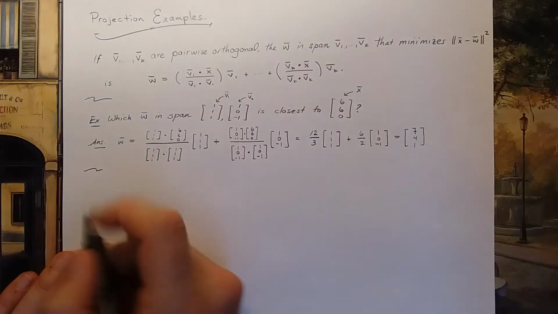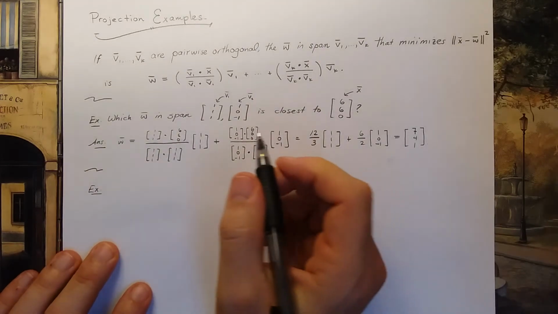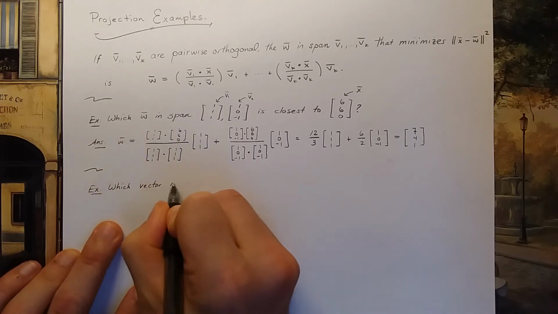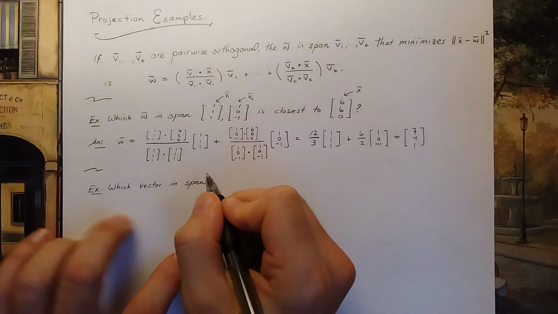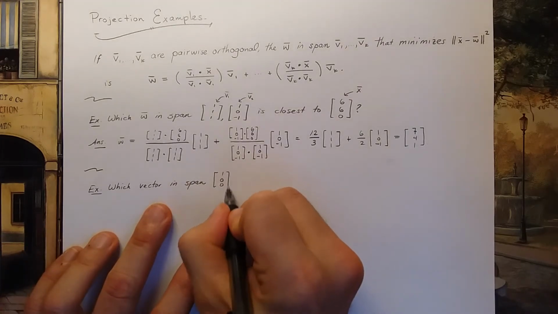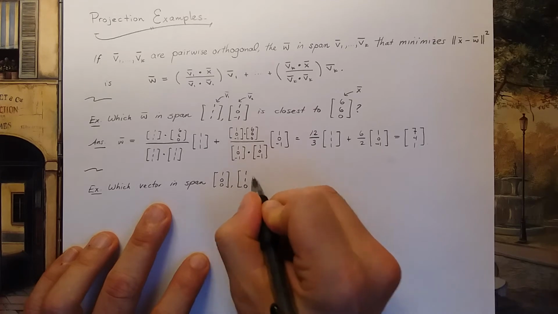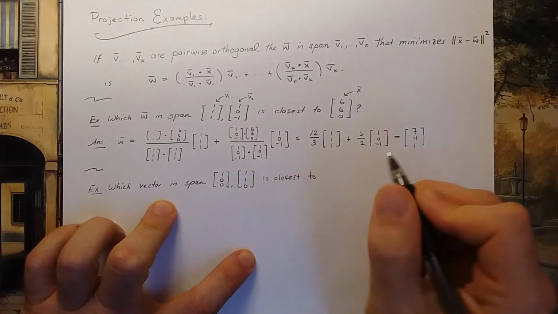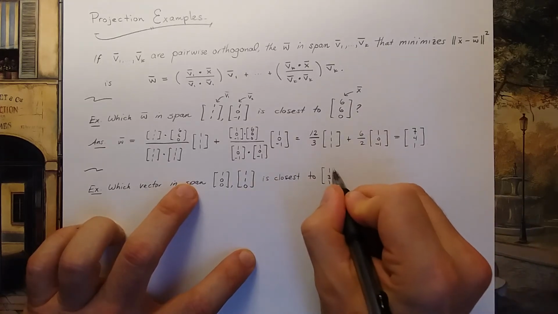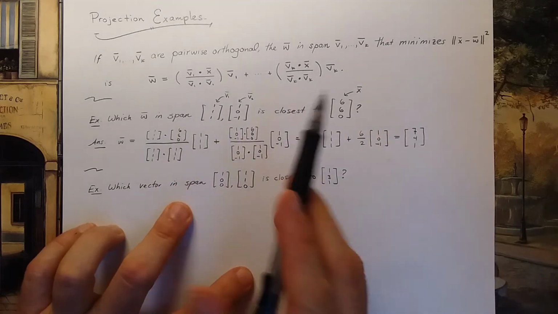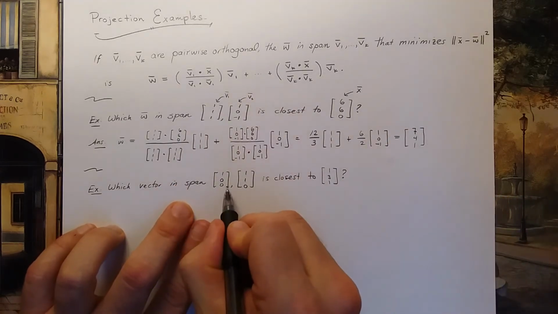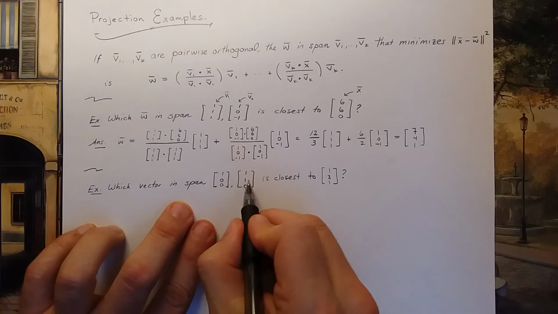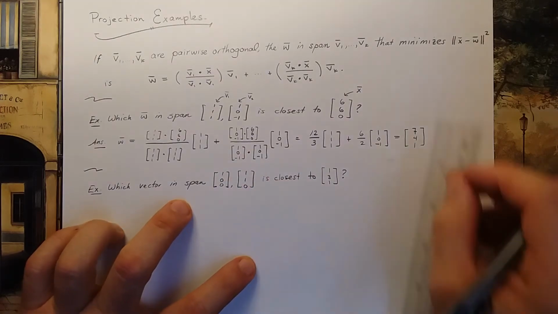This time, watch this. So which vector in the span of 1, 0, 0 and 1, 1, 0 is closest to the vector 1, 3, 1? So it's a similar looking problem. However, this time I'm not so lucky, because the two vectors that I have are not pairwise orthogonal. If I take the dot product of these two vectors, I don't get 0.